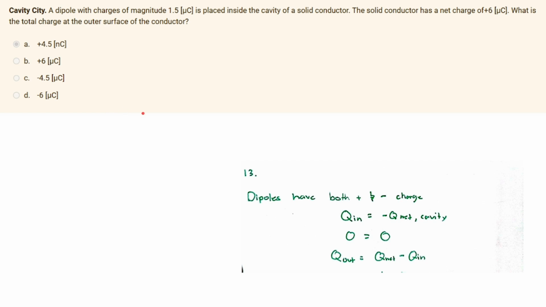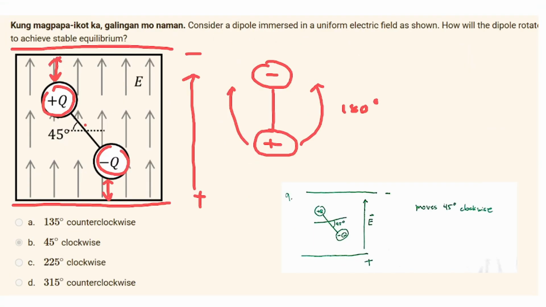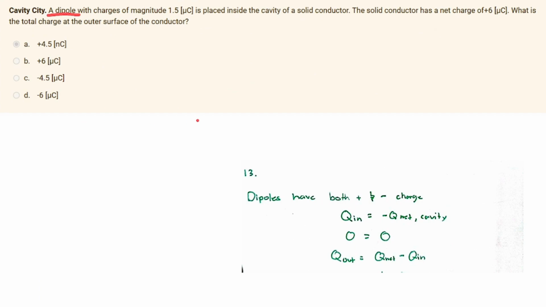Next one, this one's also another one that a lot of people had careless mistakes on. So a dipole with charges of magnitude 1.5 is placed inside the cavity of a solid conductor. The solid conductor has a net charge of 6. What is the total charge of the outer surface of the conductor? So a dipole is like the one we showed, like this one, positive Q, negative Q. So that means they have equal magnitudes, because one is positive, one is negative. So even though it says 1.5, it actually just equates to 0.